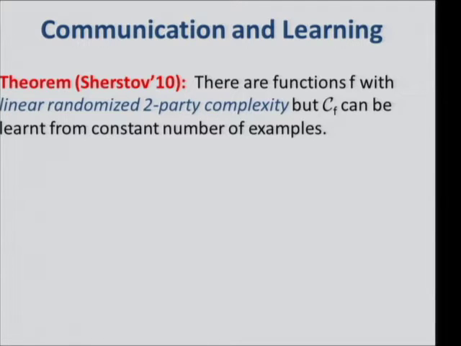So Sherstov in 2010, based on many previous works, was able to show the following beautiful theorem, which says that there are functions f with linear randomized two-party complexity, as hard as set-disjointness or inner product, but the concept class can be learned from just a constant number of examples. Actually, his theorem is much more informative. I'm hiding those details. This is the abstraction that we need for our case. So there are functions that can be learned, but still require linear randomized two-party complexity. And when I say learned, it is possible to learn them under all possible distributions.